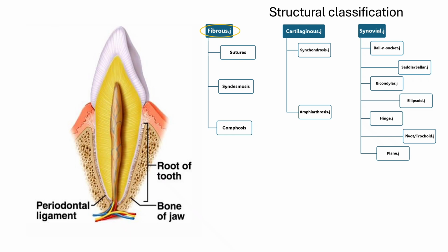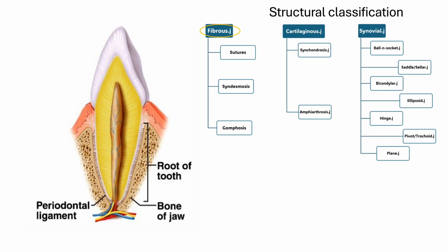The third subclassification in fibrous joint is the gomphosis. The gomphosis is also called a peg and socket joint. A typical example is a tooth. The tooth is connected to the mandible as well as maxilla by a peg and socket joint, that is a gomphosis. So gomphosis are immovable.